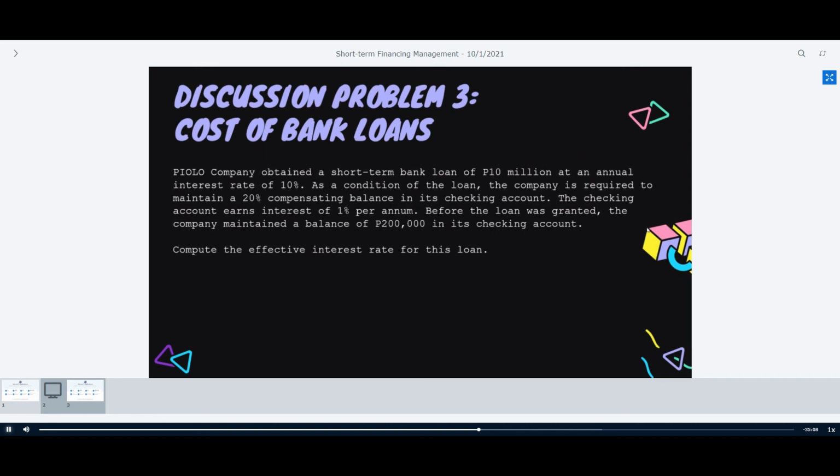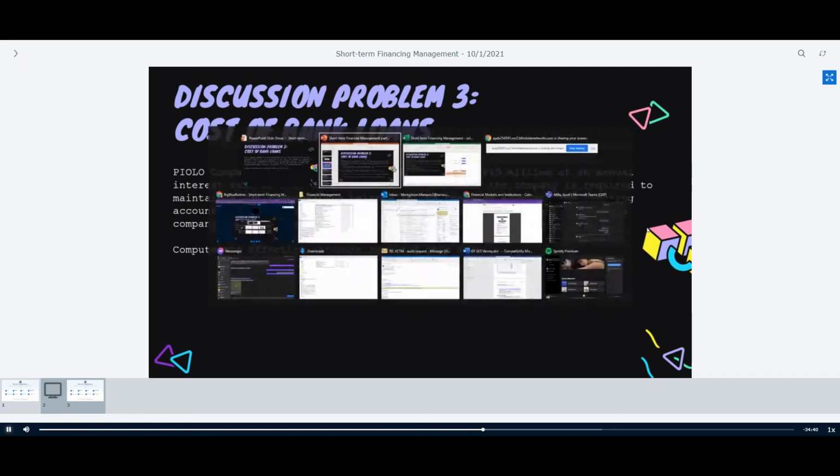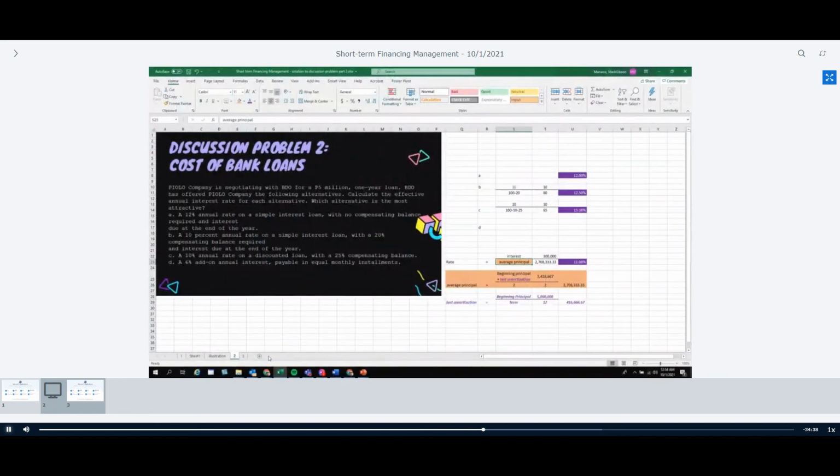Okay? Ngayon, ito pala, yung compensating balance or yung maintaining balance earns 1%. No? So, itong 1%, ito yung interest income naman ni Piolo. Kasi nga, meron siyang pera na nasa bangko and it earns interest of 1% per annum. So, meron na tayong story. Alam na natin yung lahat ng given. Tignan natin yung Excel file natin. So, let's have problem number 3.